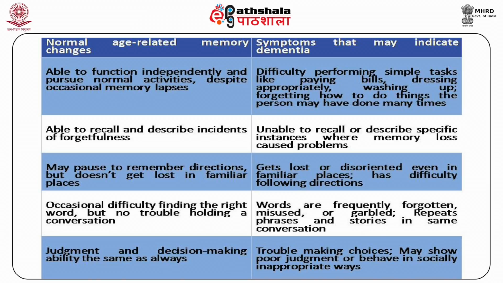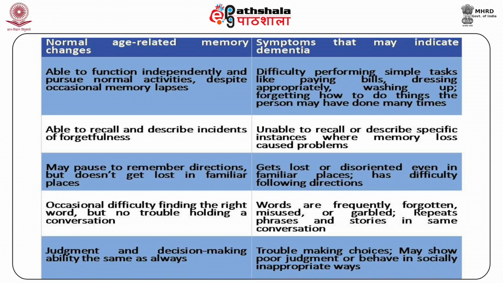Other changes in normal memory problems are that the individual may pause to remember directions but doesn't get lost in familiar places. However, in dementia, the individual gets lost or disoriented even in familiar places and has difficulty following directions. Other changes in memory related problems which are normal are there is occasional difficulty in finding the right word, but there is no trouble holding a normal conversation. However, symptoms that indicate dementia could be that words are frequently forgotten, misused or garbled, repeats phrases and stories in the same conversation.